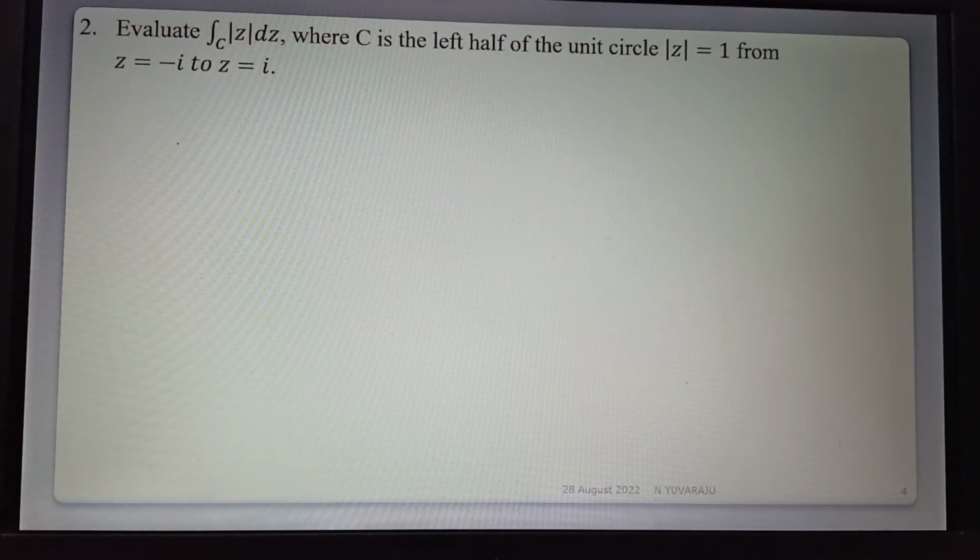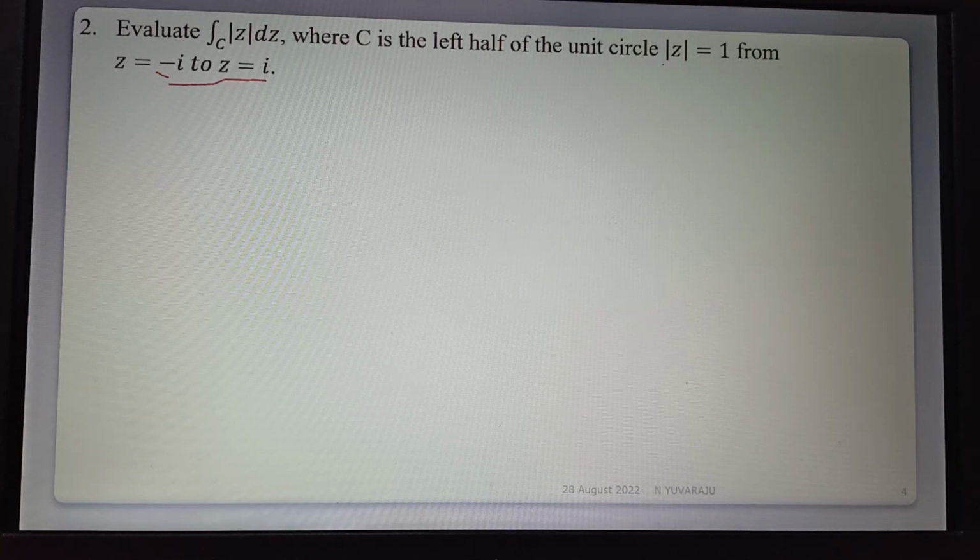Evaluate the integration over C of mod z dz, where C is the left half of the unit circle, mod z is equal to 1, from z is equal to minus i to z is equal to i. So your points are z is equal to minus i and z is equal to i, that is, the points on the y axis. Minus i means (0, minus 1), and i means (0, 1).